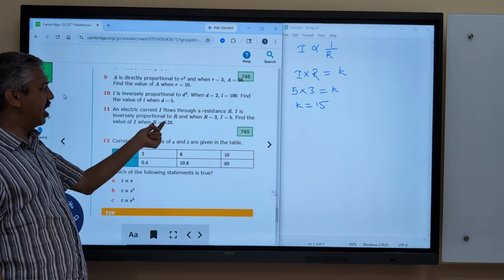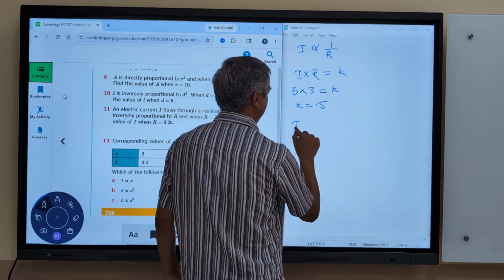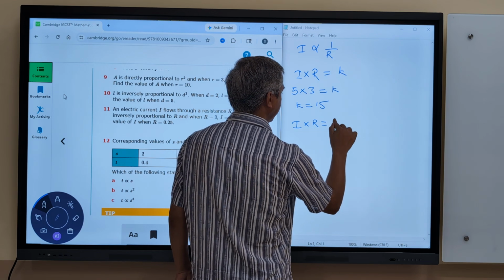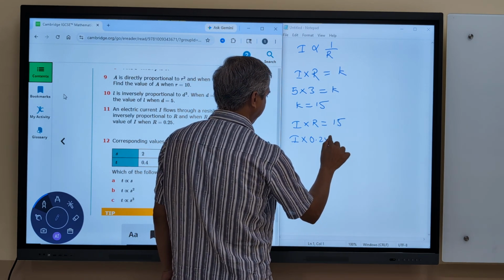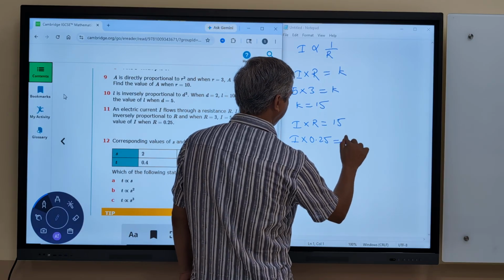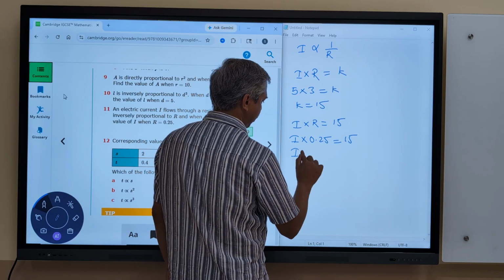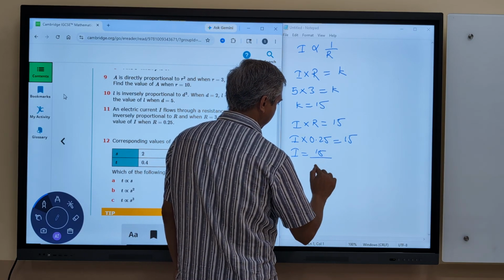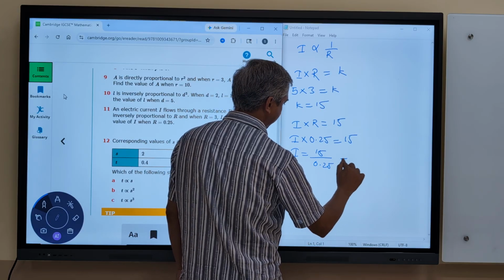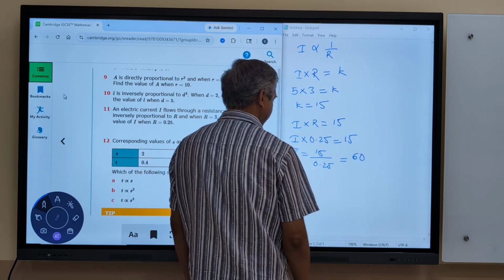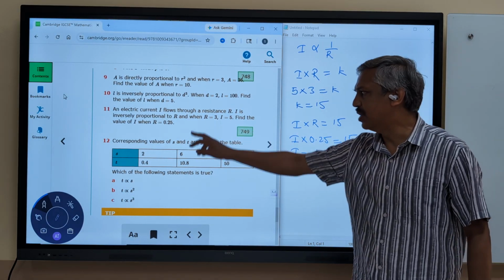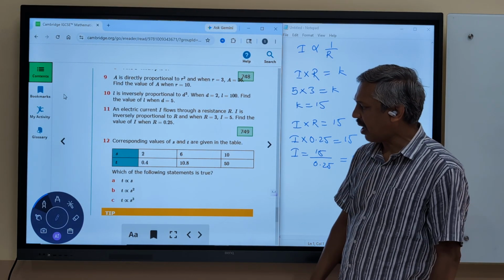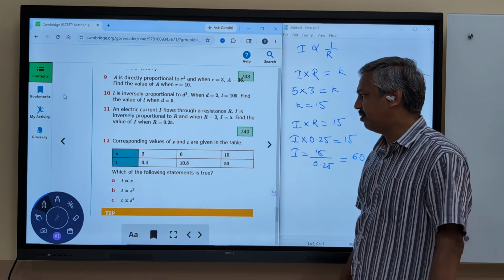Find the value of I when R is equal to 0.25. So I into R is equal to 15. I into 0.25 is equal to 15. So I is equal to 15 upon 0.25, which is equal to 60. So the current will be 60 amperes in this case, if these values are there. Question number 12, you can still solve further.